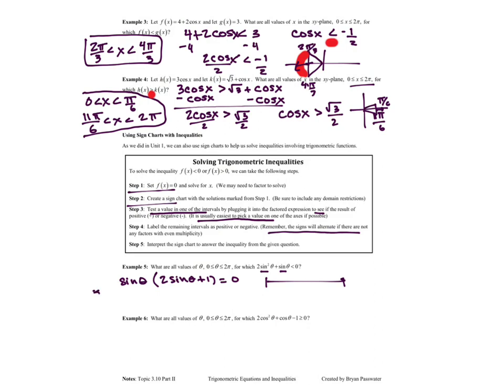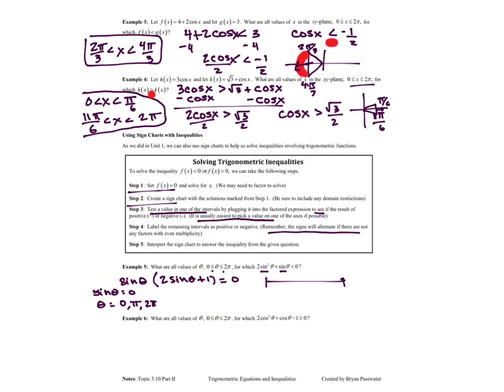So set each piece equal to 0. When is sine of theta equal to 0? When theta equals 0 or pi or 2 pi. We can include all three because we're on the interval including 0 and 2 pi.